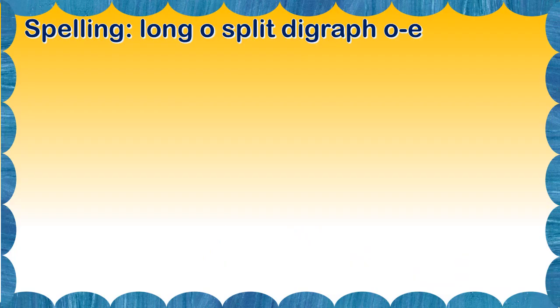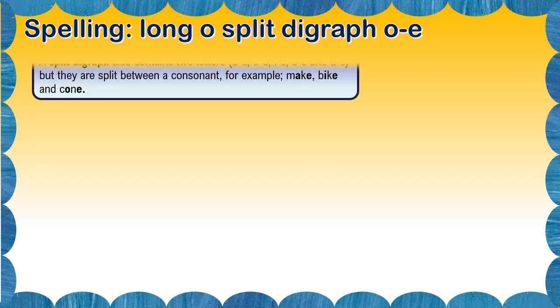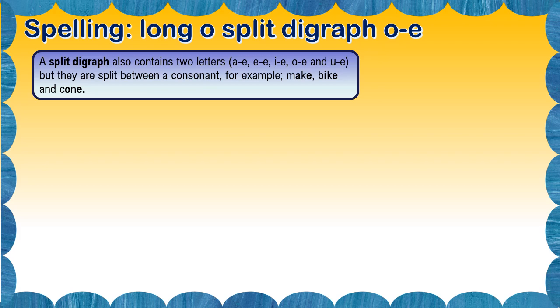So you can remember a while back we did the long A sound, which was also a split digraph with AE. So let's have a little reminder of what a split digraph is. A split digraph contains two letters. As you can see, there are all the different ones, and we're now busy with the OE, but they are split in the middle with a consonant. For example, of course, make, bike, and cone.